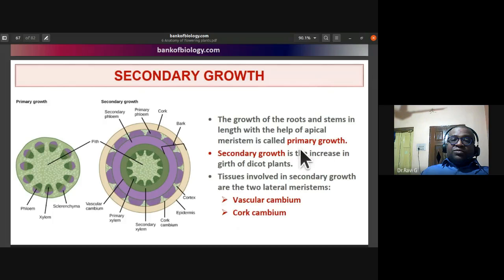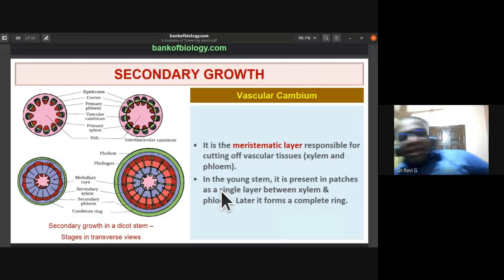The first type is vascular cambium, which is within the stele. Within the stele, you find this vascular cambium formed, and in the cortex, you find the cork cambium formed. So remember the two types of lateral meristems involved in secondary growth: one is vascular cambium, another is cork cambium. Cork cambium is also called phellogen. Another name for cork cambium is phellogen. Vascular cambium, you can also call fascicular cambium. Okay, so vascular cambium.